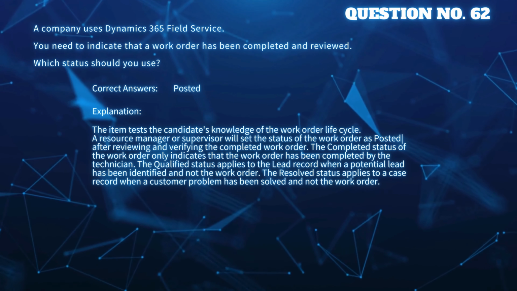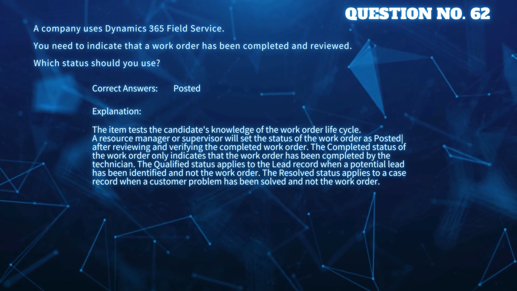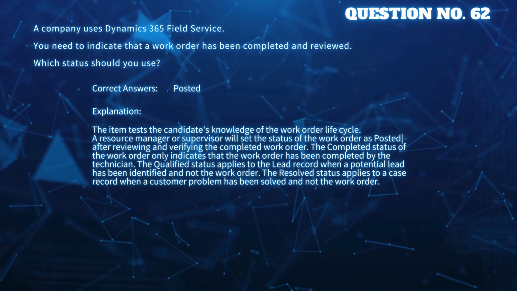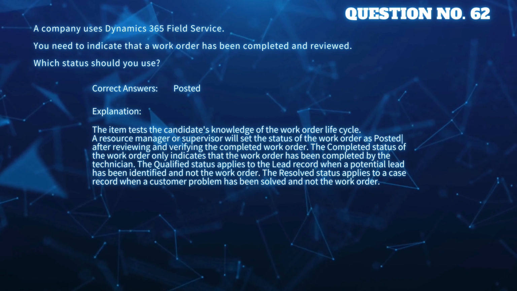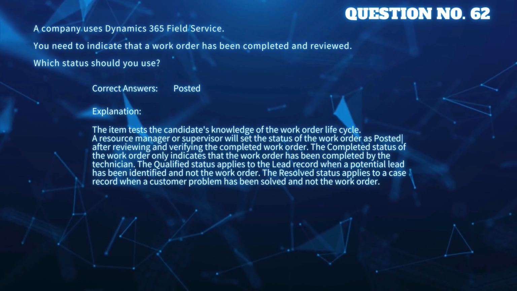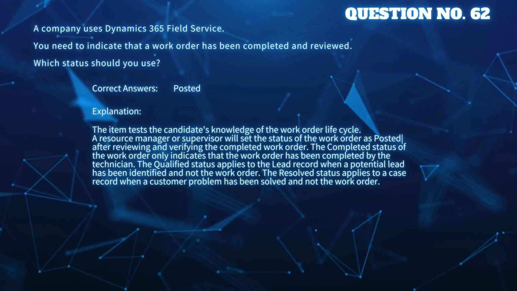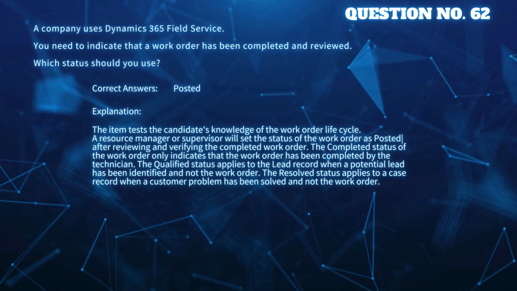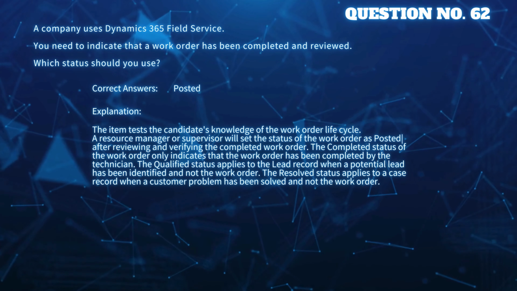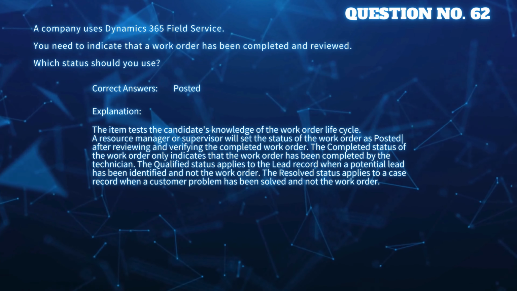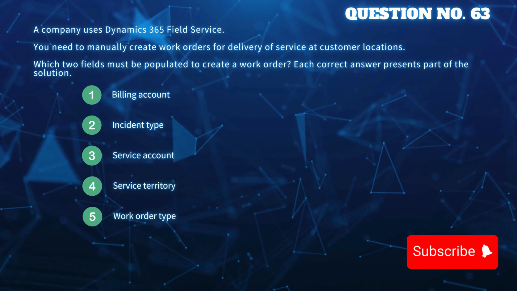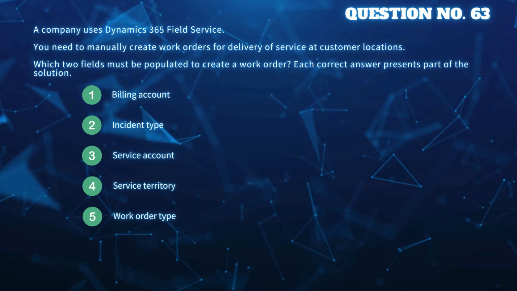A resource manager or supervisor will set the status of the work order as posted, after reviewing and verifying the completed work order. The completed status of the work order only indicates that the work order has been completed by the technician. The qualified status applies to the lead record when a potential lead has been identified and not the work order. The resolved status applies to a case record when a customer problem has been solved and not the work order.